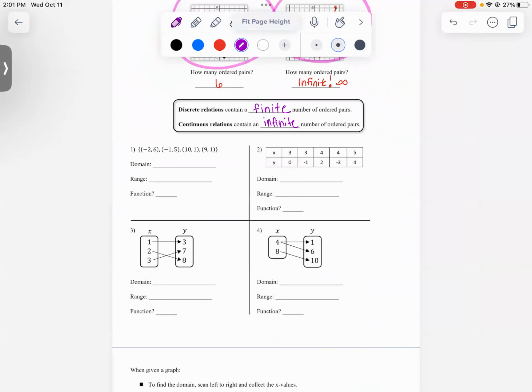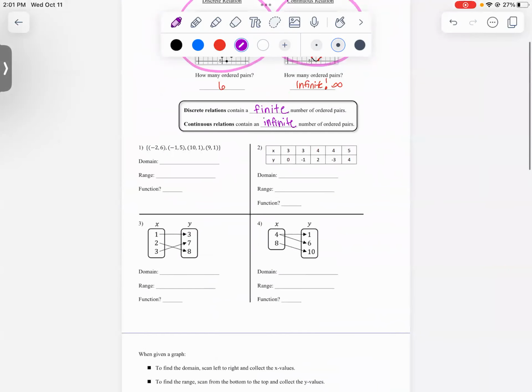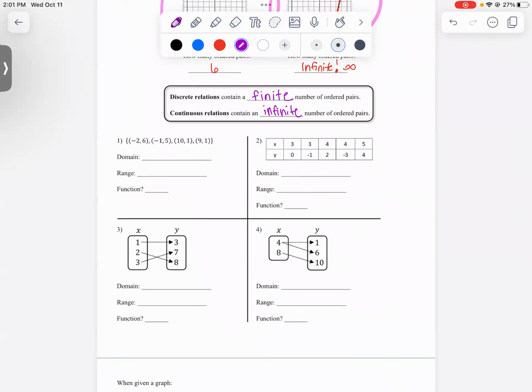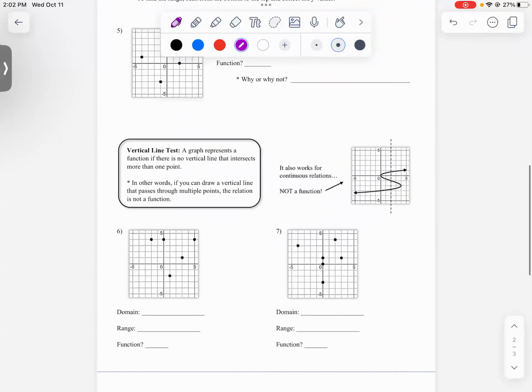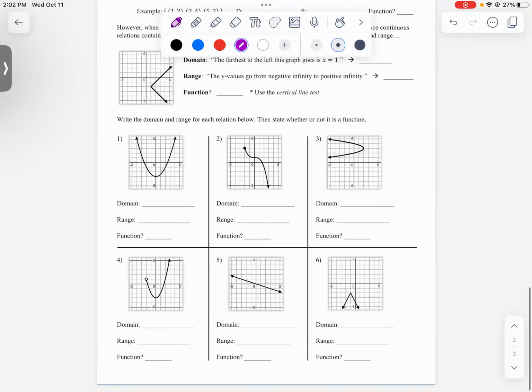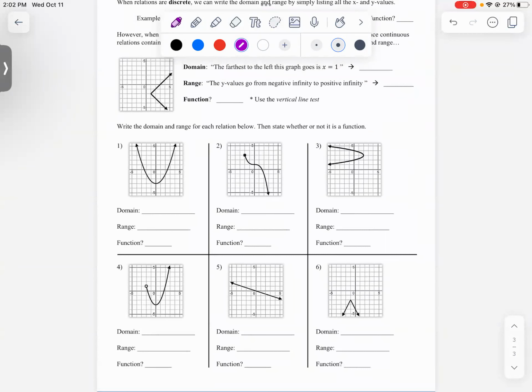Okay. So I want you to just look with me here. These right here are discrete because we just have ordered pairs. Whereas over here, these are continuous because we can trace them and they have an infinite number of coordinates. Do you see what I'm saying there?